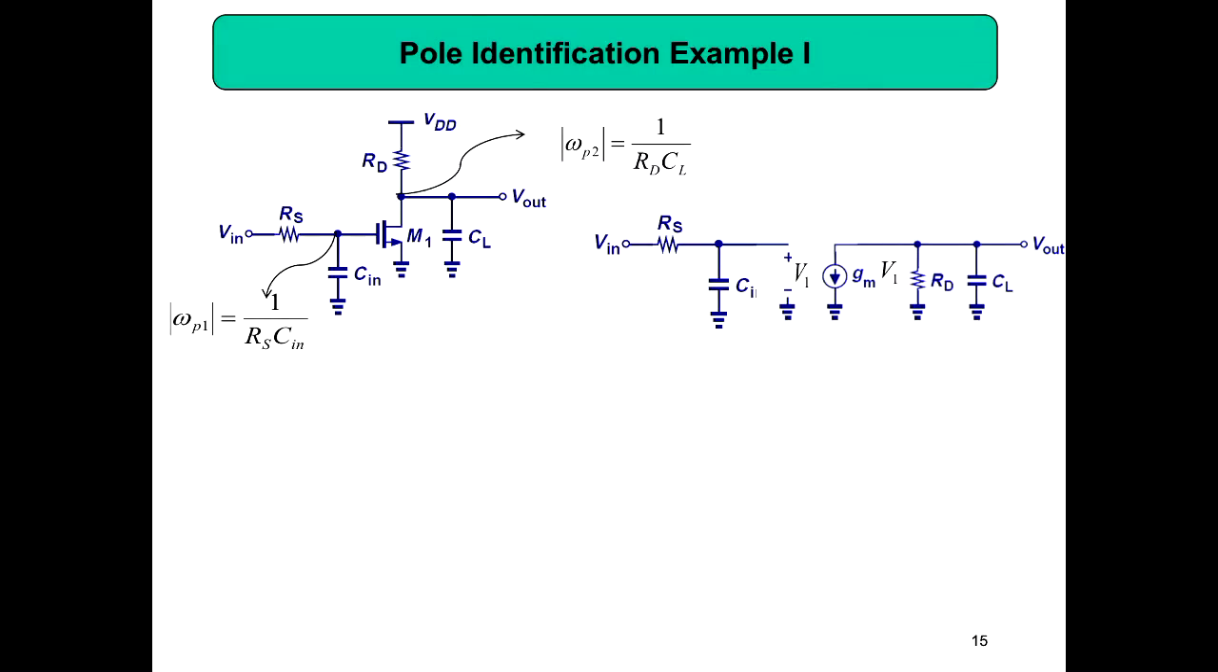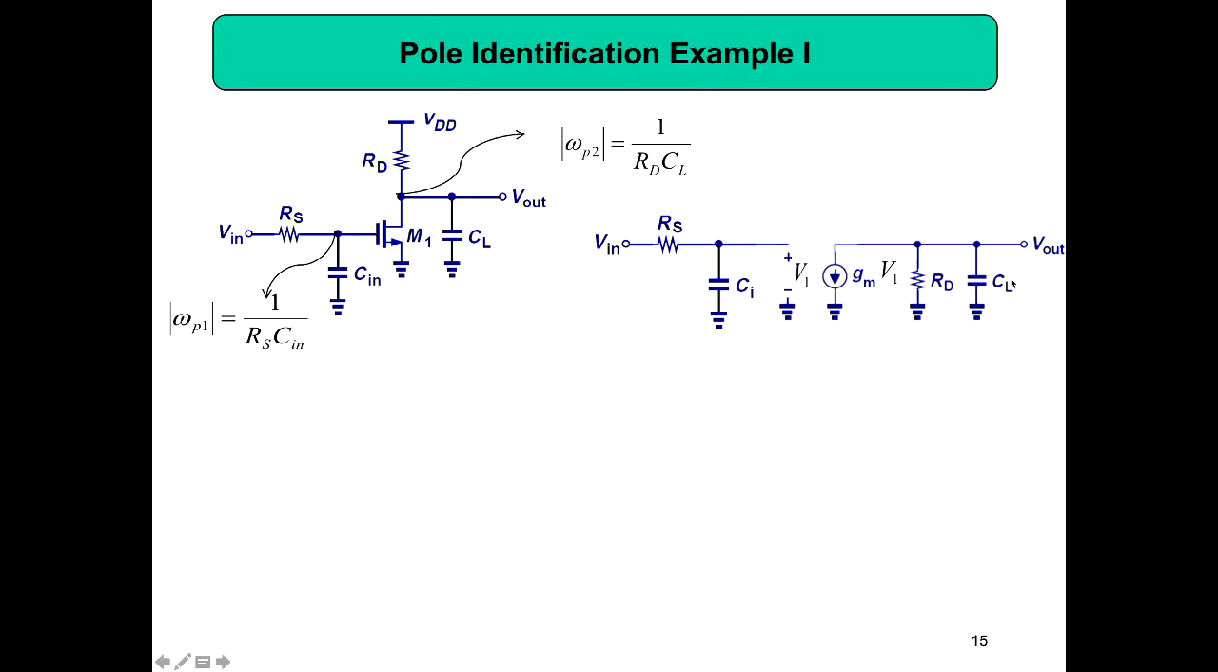Yeah, so we've got the circuit here, and easily we can find omega P1, which is equal to 1 by Rs into Cin, a low pass. Here, omega P2 is equal to 1 by Rd into Cl. If you want to find the transfer function, we can draw the small signal model: Rs, then Cin, the input capacitance, and V1 between the gate and source. Then you have Gm into V1, then Rd, then Cl.